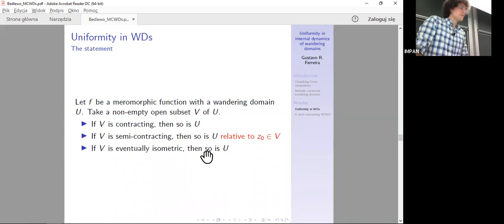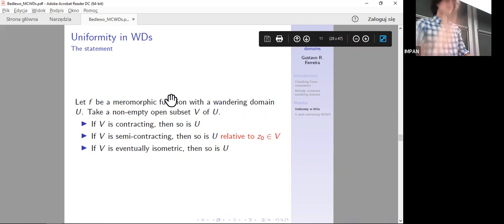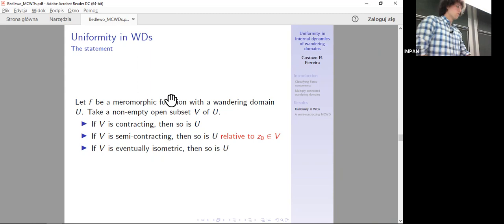And I'm not really going to dwell on the proof of this theorem because it's kind of long, because each of these three cases has to be treated separately with different techniques, but I'll be happy to take questions on how to prove it. The proof is kind of interesting. But okay, so now we know that a sufficient condition for uniformity or unimodality in a wandering domain is to have a non-empty open subset that is in itself uniform. So what can we do with this?